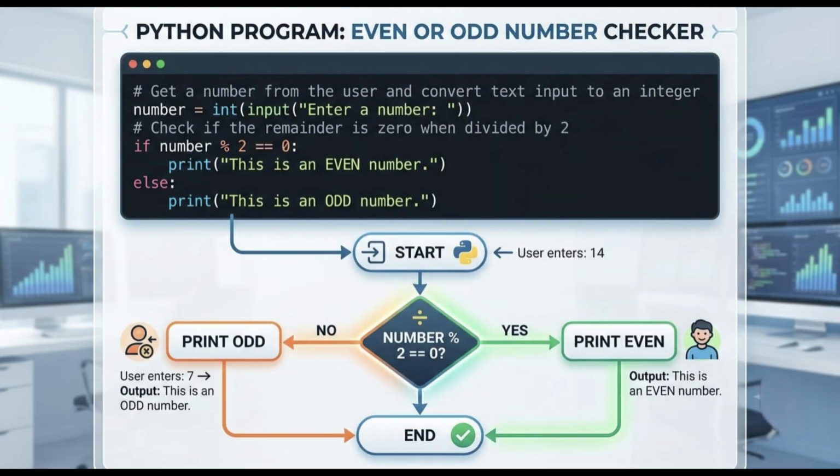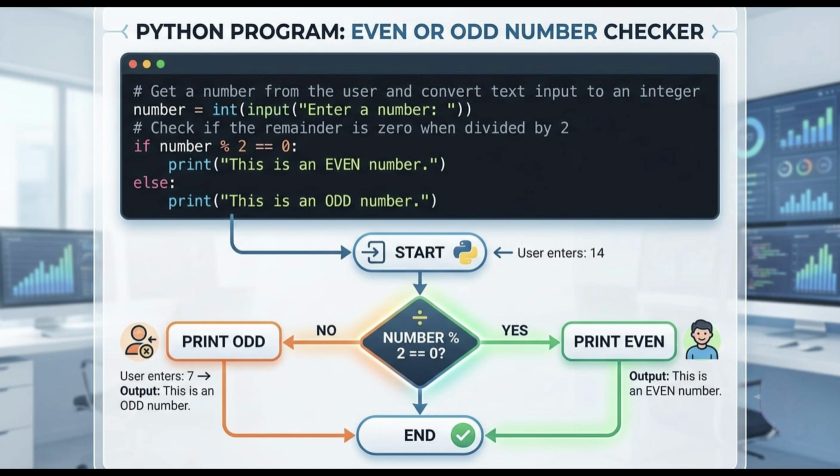Hey everyone. Welcome. Today, we are going to look at a classic beginner program, an even or odd number checker. This is a fantastic way to learn how your computer makes decisions using something called if-else statements. Let's break it down line by line.